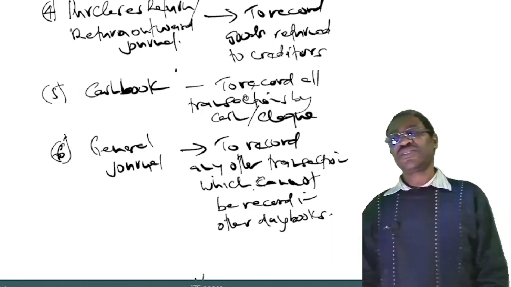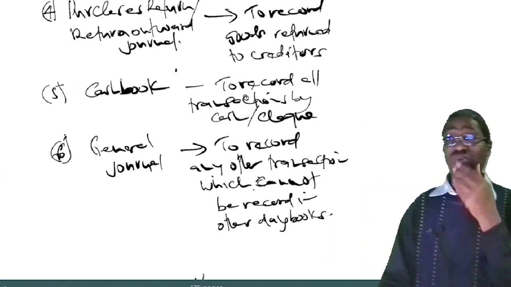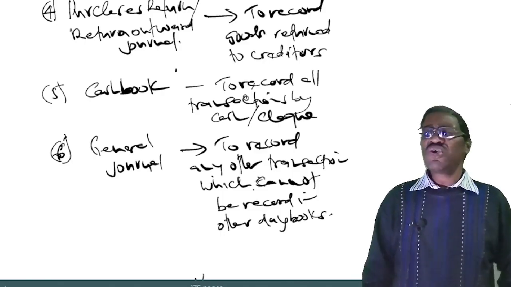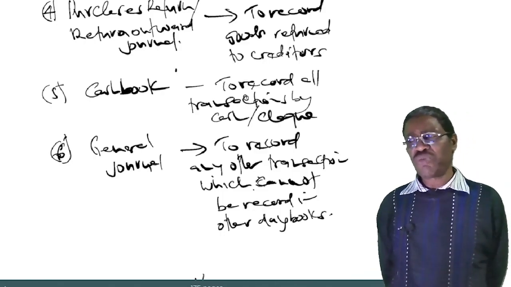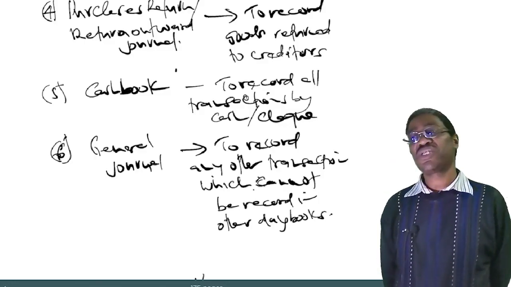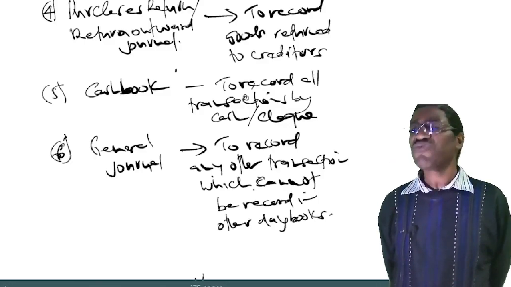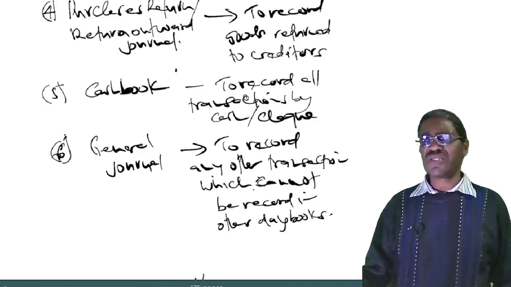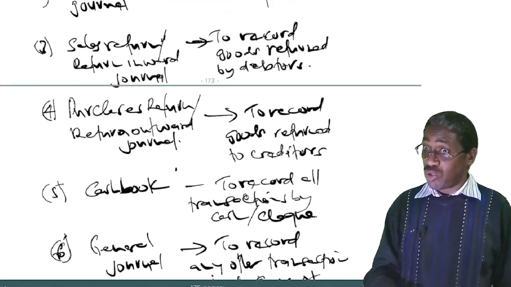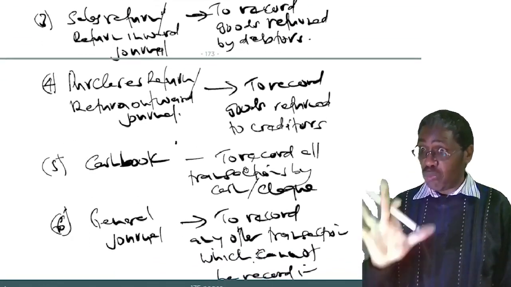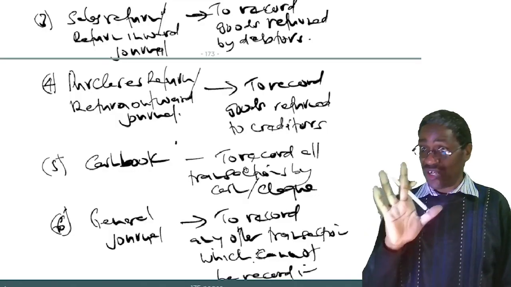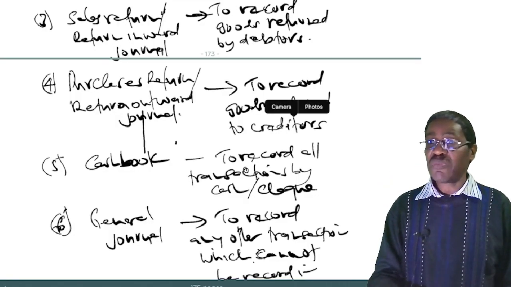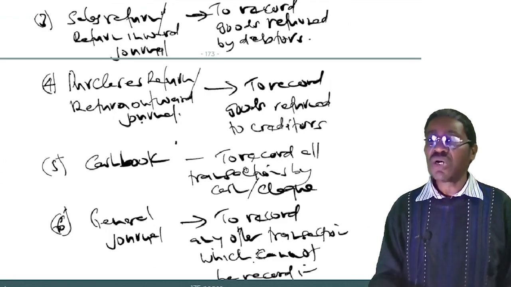Good. I hope by now you have thought of a transaction. Assuming you purchased your motor vehicle from General Motors on credit. If you purchase a motor vehicle on credit, can you record it in the purchases daybook? You bought a motor vehicle, not goods. Can you record that transaction in the purchases daybook? No. I have said the purchases daybook is used to record goods.